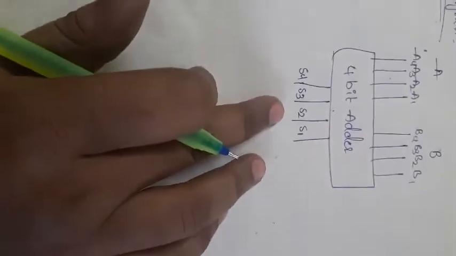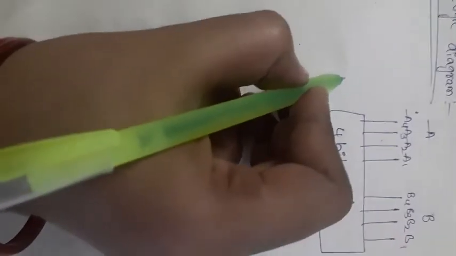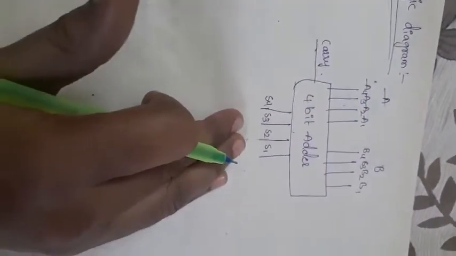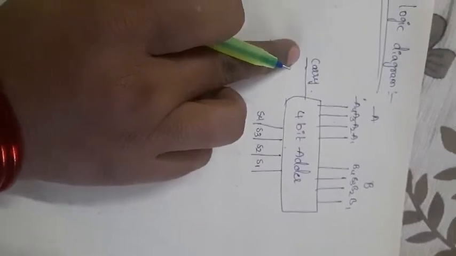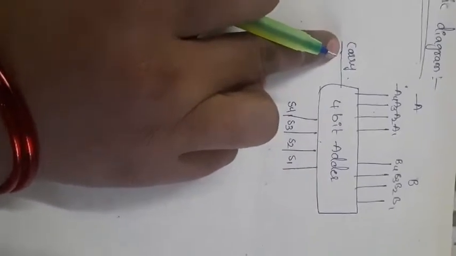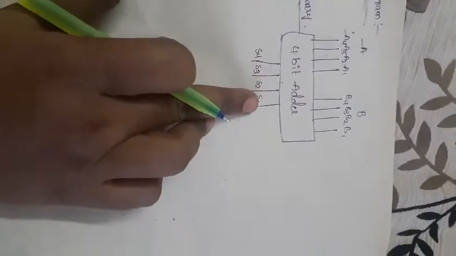The next one is whether any carry is produced. If you are adding these two numbers, is any carry produced? We can choose it, and we must mention that carry here. Just assume that when these two numbers are added, the sum is 4 bits, and if any carry is produced, you can mention it here. So I am taking the carry here. This is the carry after the addition. Now S4, S3, S2, S1 is our sum.